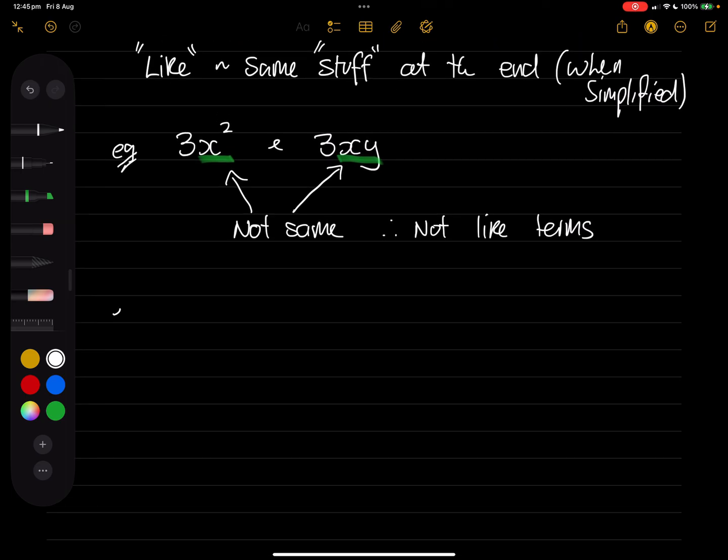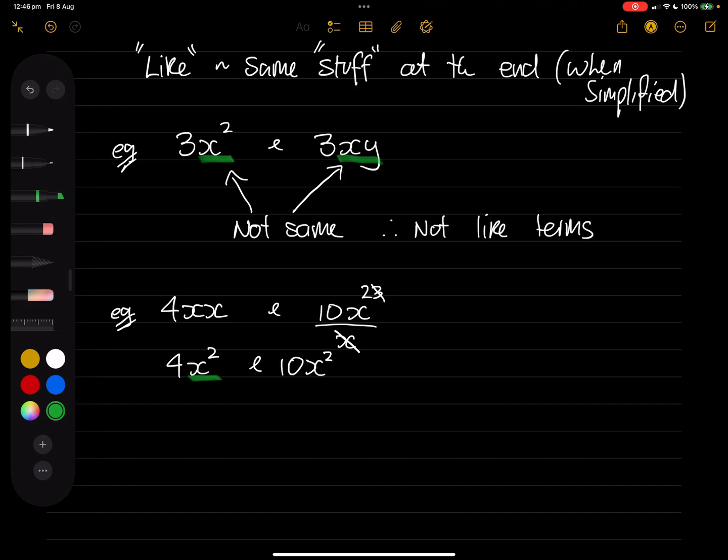So if we take a different example, we might have, let's say, 4xx and 10x cubed divided by x. Well, if we look at these two expressions, we need to simplify them. So x times x is x squared. So this one is 4x squared. We have x cubed on top, x on the bottom. This x cancels. One of these three cancels. So we have 4x squared and 10x squared. The collection of stuff at the end of each of them is the same. So these are like terms. Collection of algebraic pronumerals is the same. So therefore, these are like terms.